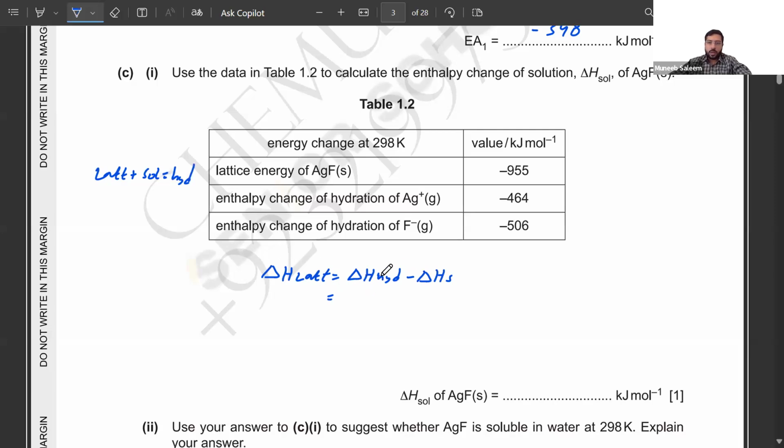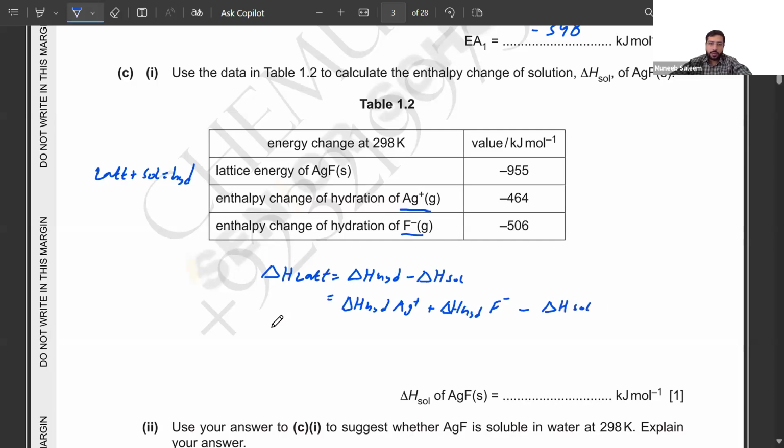Now the hydration is given for silver ion and fluoride ion. So I'm going to add them together here. So for hydration of Ag plus, hydration for fluoride ion, and then minus it from the solution, delta H solution. Okay, put the values here.